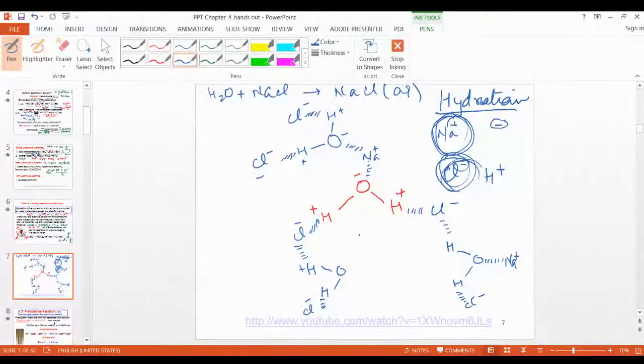That's why you will get a solution. Is this diagram clear to you? How the hydration occurs? So this is the process. You will see it like this. You will never see negative next to negative. You will never see positive next to positive. Only interaction between positive and negative. That's why the solution is possible. Otherwise, no solutions are possible.